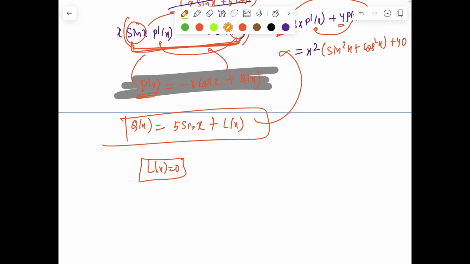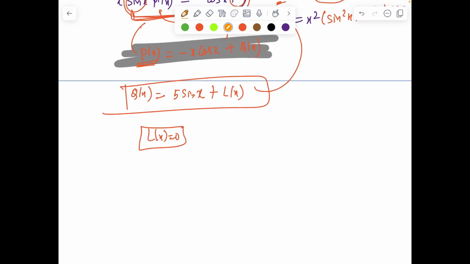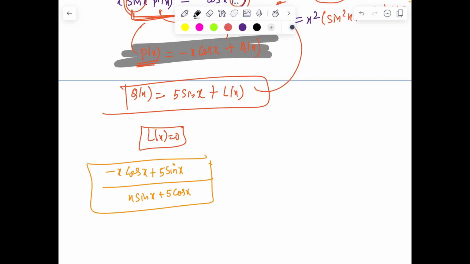Right? So with L(x) 0 and the integration directly now plugging back, you'll get minus x cos x plus sin x divided by x sin x plus 5 cos x. So that was something really nice about this integral.